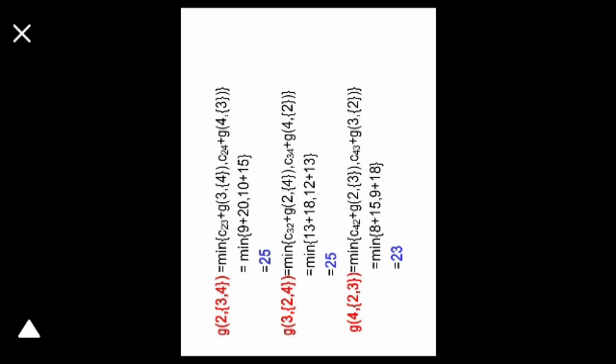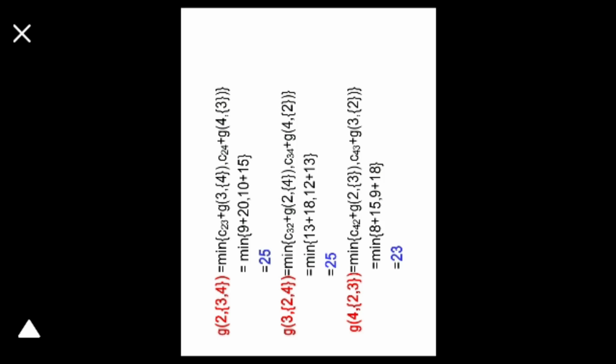What is the value of C13? C13 is 15. G of 3 comma 2 4 is 25. Then C14, directly from the cost matrix, is 20. Then G of 4 comma 2 3, how much? G of 4 comma 2 3 is 23. So then we will get the minimum of 35, 40, 43.